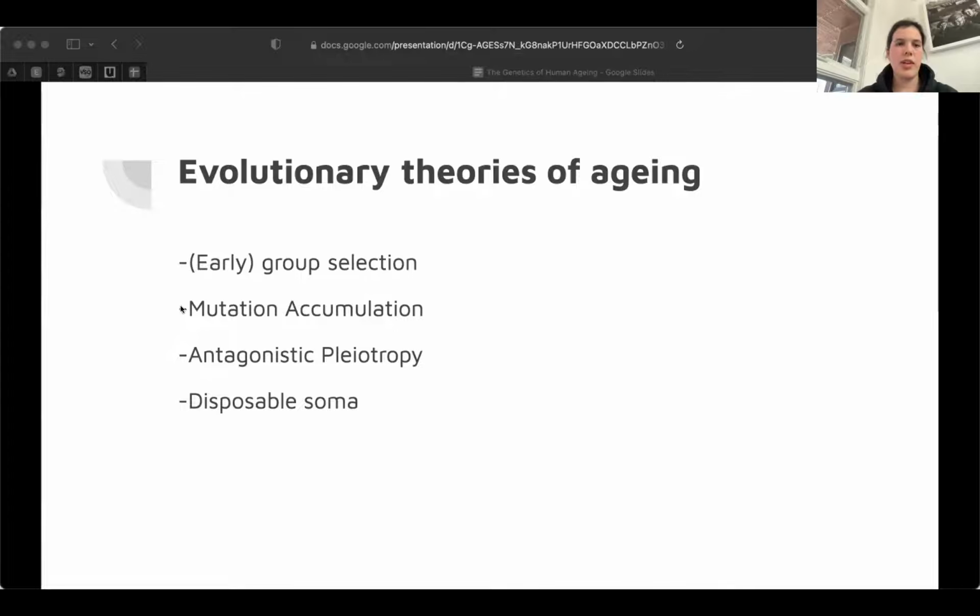So the first one you have here is early group selection. There's not necessarily a specific person to credit this theory to, but it was a generally shared belief that aging is a genetically encoded adaptive trait and increases mortality in individuals with declining reproductive potential, therefore freeing up resources for the younger population or generation to reproduce.